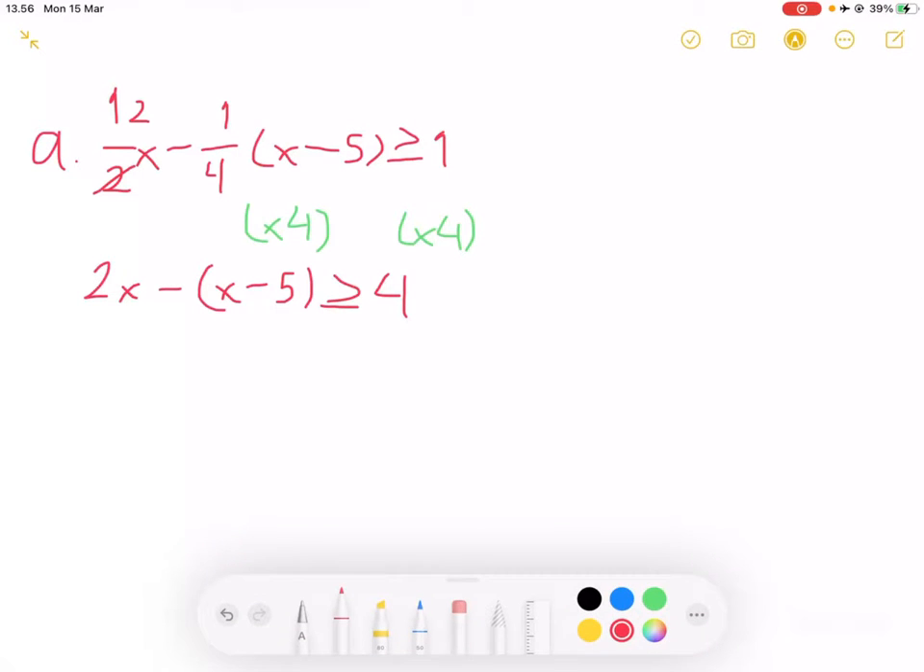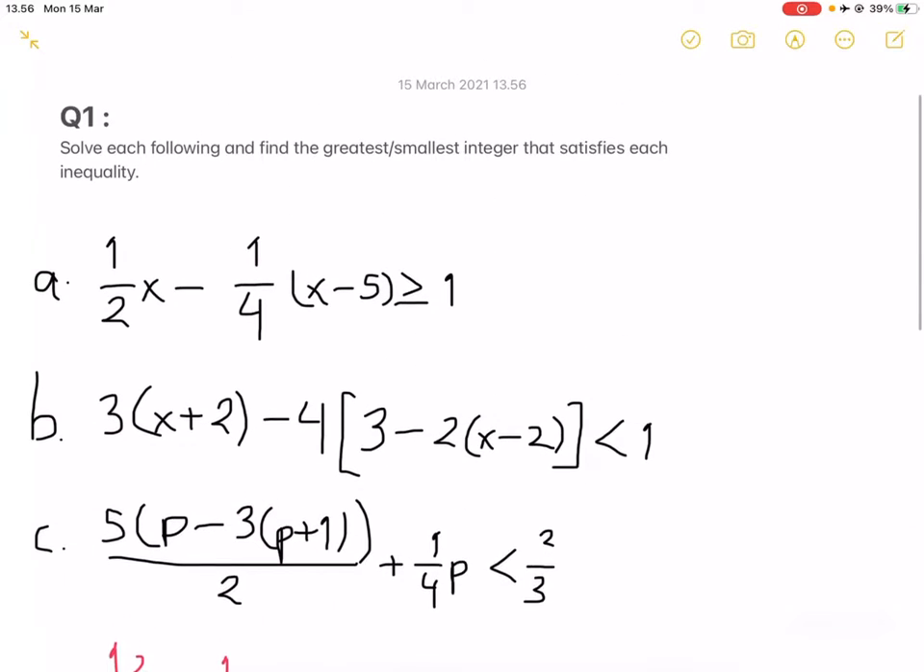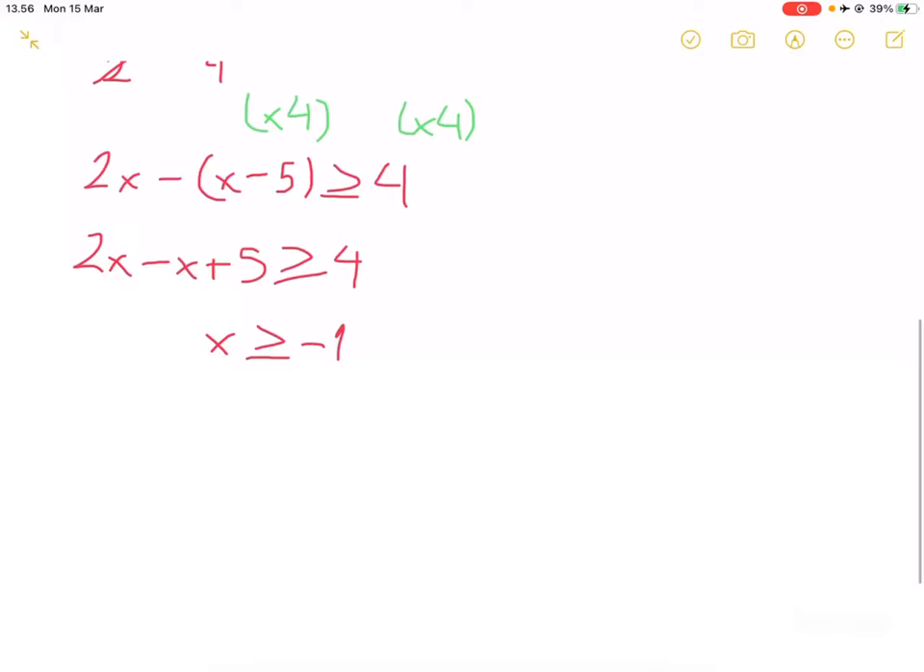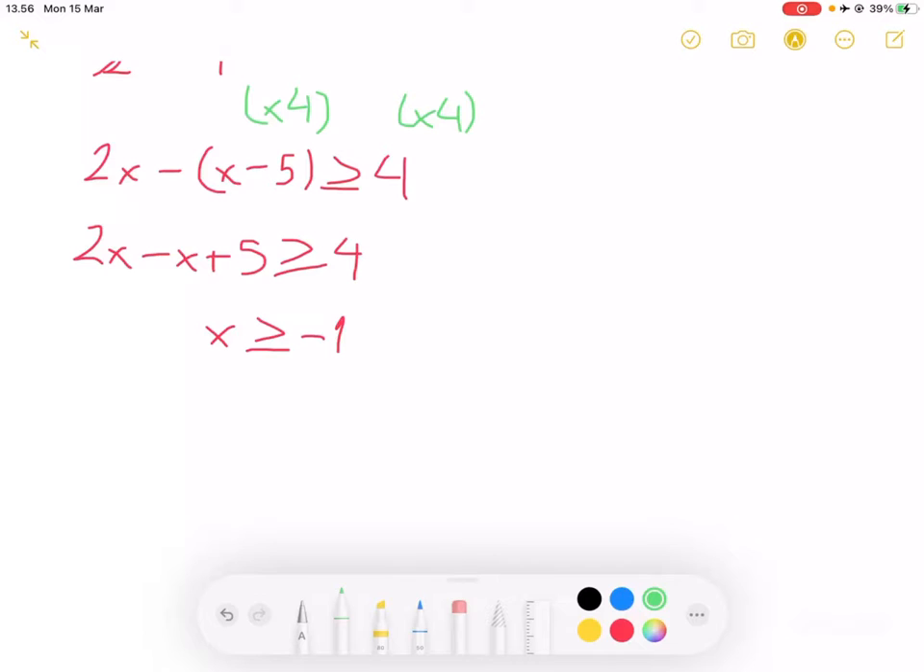From here we can just expand these brackets. So we have 2x minus x plus 5 is greater than or equal to 4. So we have x is greater than or equal to, you can just subtract 5 from both sides, so we get negative 1. That's our inequality solved, and then we need to find the greatest or smallest integer. In this case, since it is a greater than or equal to sign, we will need to find the smallest integer. So the smallest integer in this case will be negative 1.